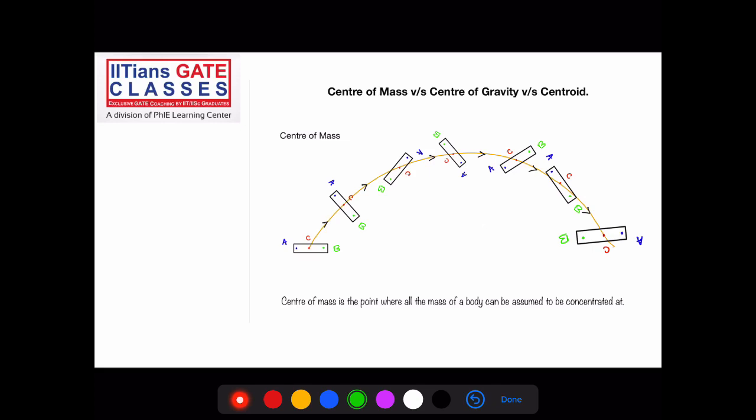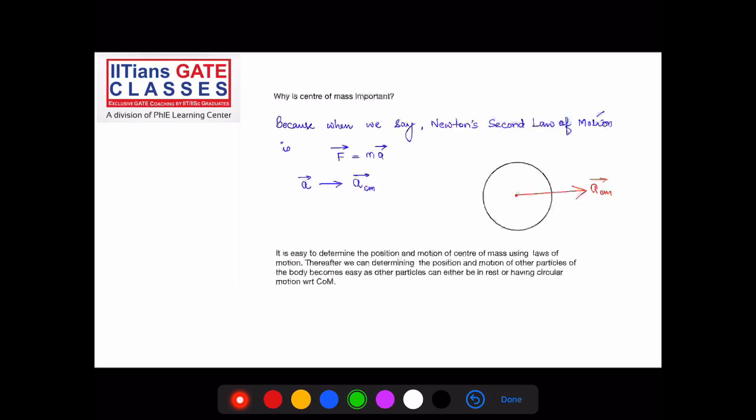But let us first see what is the importance of center of mass. Why is center of mass important? Center of mass is important because it is used in a number of concepts throughout physics and engineering. For example, Newton's second law of motion, F is equal to ma, here the acceleration we are talking about is actually the acceleration of the center of mass. We are not talking about the acceleration of any other point, but the acceleration of the center of mass.